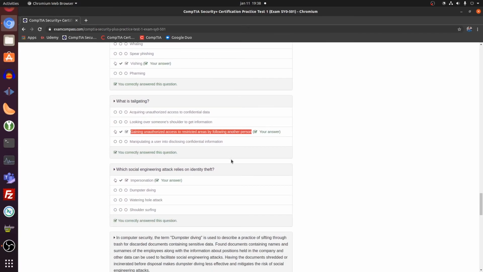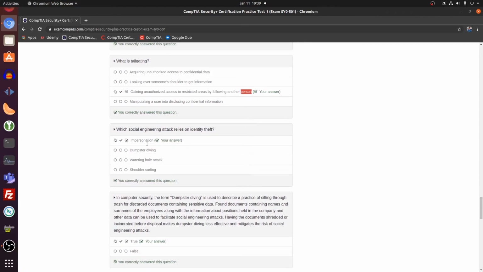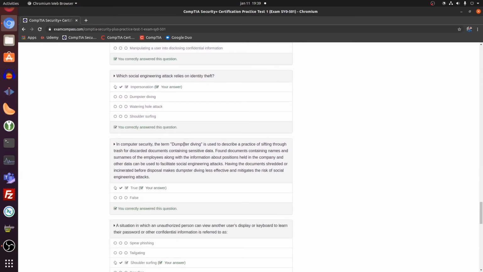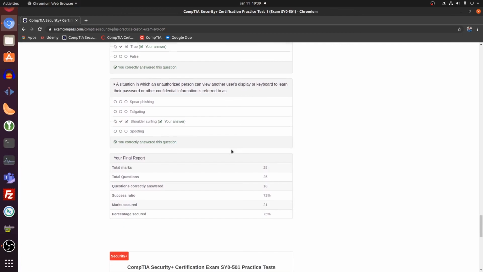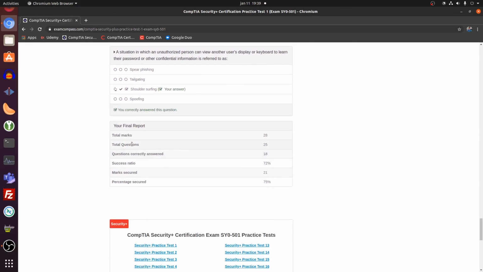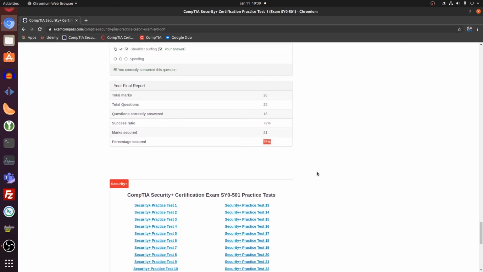I had not really 100% the idea that this was good, but it's gaining unauthorized access to restricted areas. Tailgating, just like a car, you can also do it with people. Okay, impersonation, yes. Dumpster diving was also correct. Situation, shoulder surfing, okay. Total questions 25. I had 18 good, so this is like a 7 out of 10. It's nice. 75% was good.